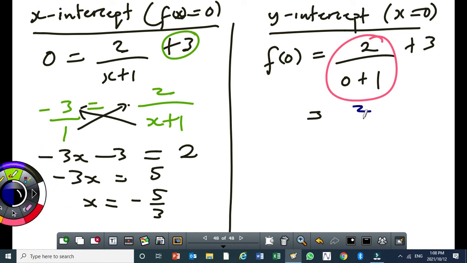So that will be 2 over 1 plus 3, which is 2 plus 3, and that will give you 5. So the y-intercept is going to be 5. Okay? Then, equations of axes of symmetry. We need to know our equations of axes of symmetry.